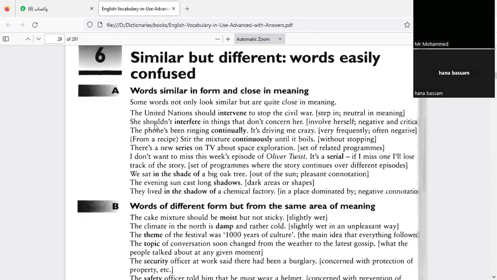Look at the second one. She shouldn't interfere in things that don't concern her. What does it mean, interfere, here? Yes, it means to try to take part in somebody's affairs. In Arabic, it means يتدخل. Okay, so intervene here is near or similar to interfere, okay?